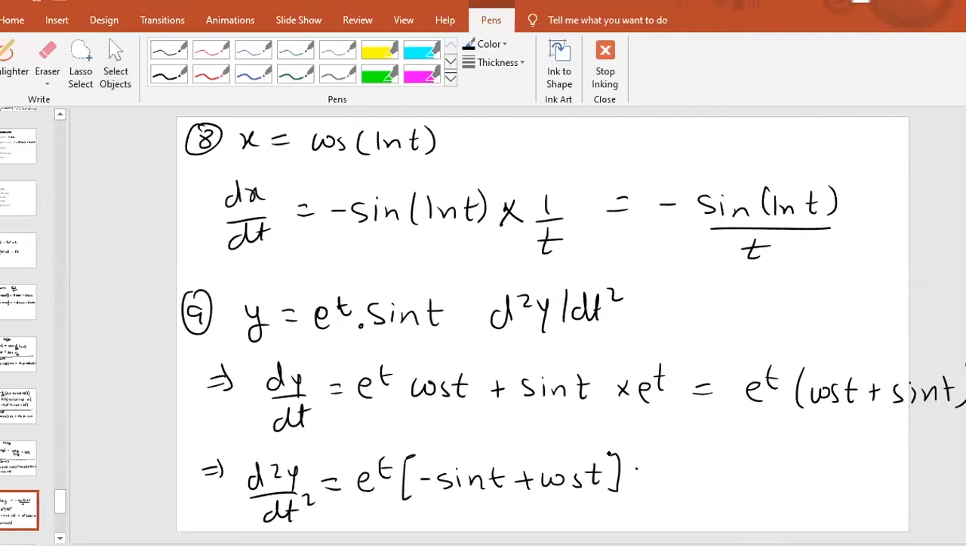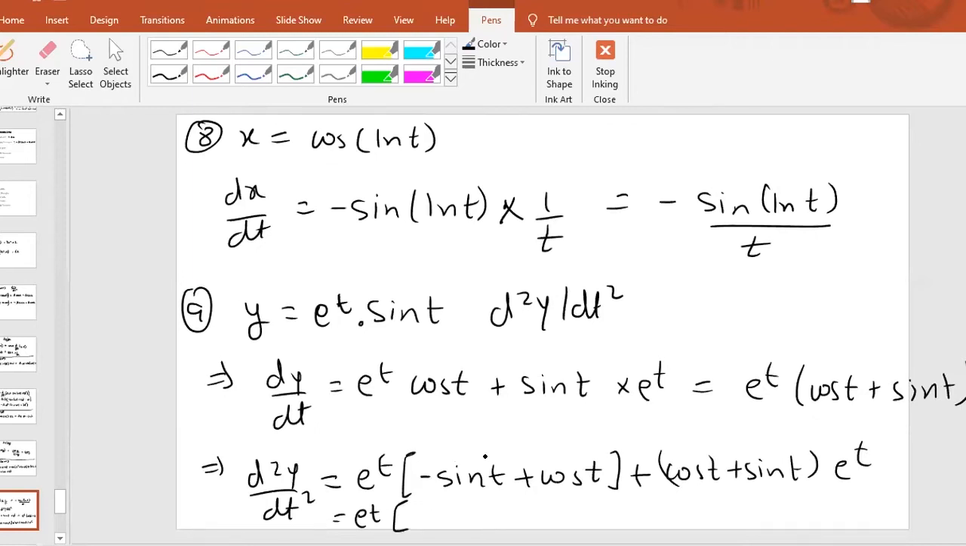Okay, multiplied plus second function as it is, that is cos t plus sin t e power t. Differentiation of e power t is e power t. So answer would be what? This e power t can be taken as constant. I think answer would be e power t. Minus minus get cancel out, we get 2 cos t. So answer is e power t 2 cos t.